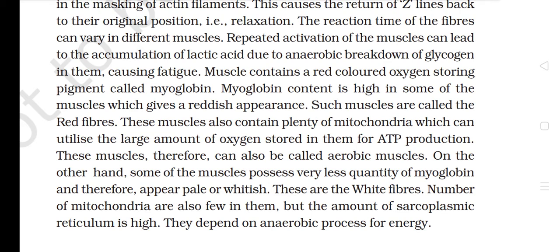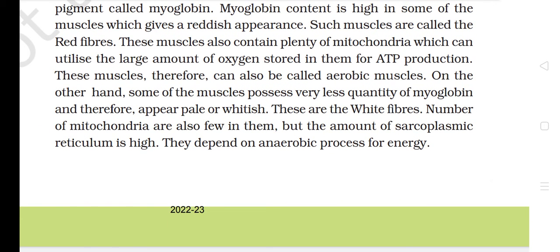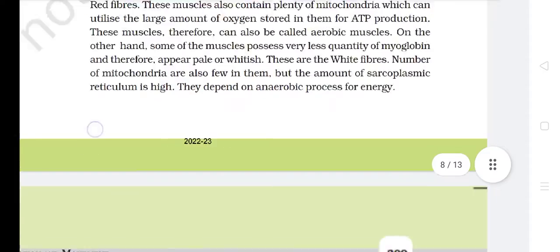Such muscles are called the red fibers. These muscles also contain plenty of mitochondria, which can utilize the large amount of oxygen stored in them for ATP production. These muscles therefore can also be called aerobic muscles. On the other hand, some of the muscles possess very less quantity of myoglobin and therefore appear pale or whitish. These are the white fibers. Number of mitochondria are also few in them, but the amount of sarcoplasmic reticulum is high. They depend on anaerobic process for energy.